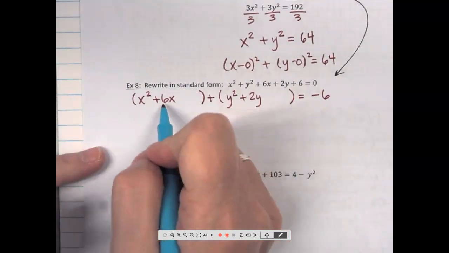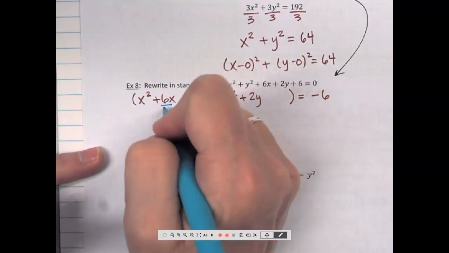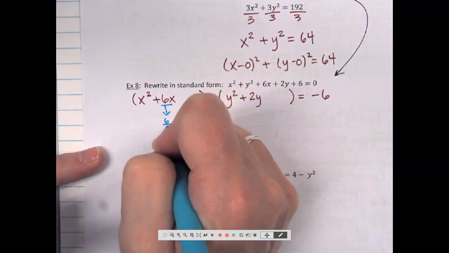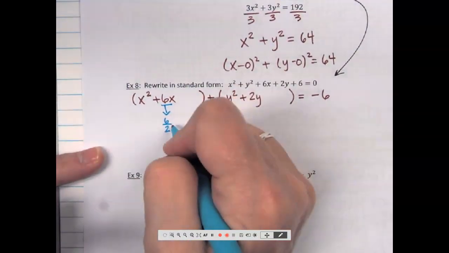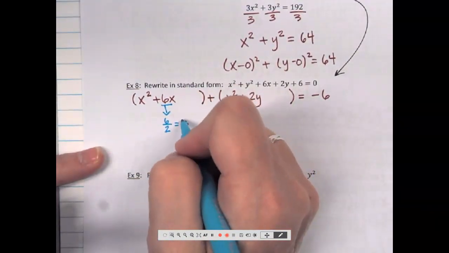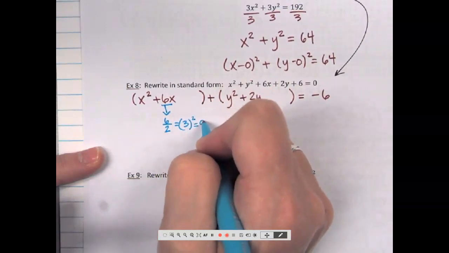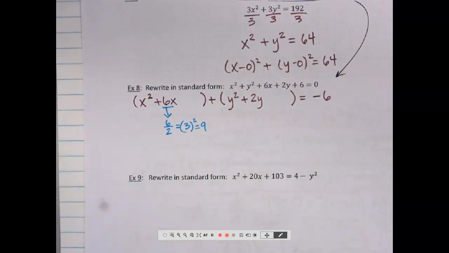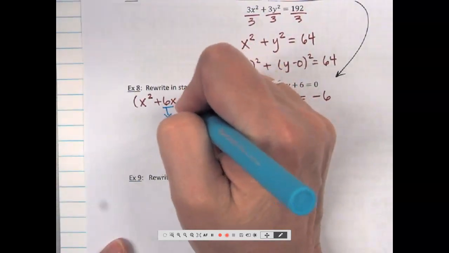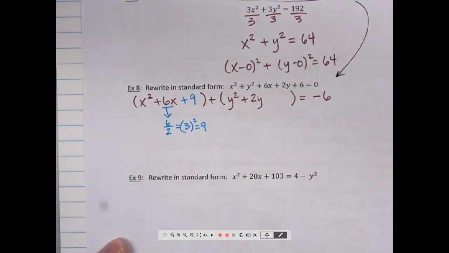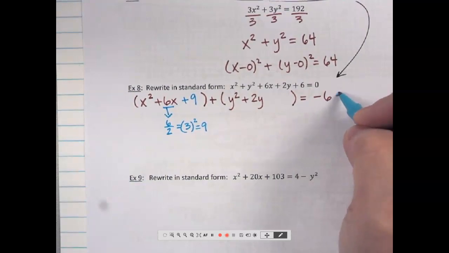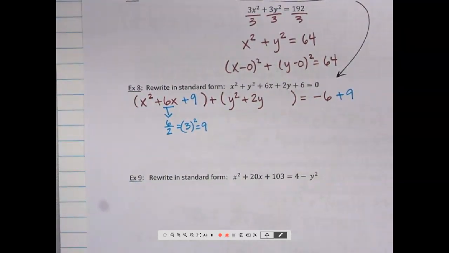Take this coefficient, 6, divide it by 2. That gives me 3. Square it. That gives me 9. I'm going to add 9 right there. Okay, but I can't just add something to the left side of an equation. I have to also add it to the right. Okay, there's a reason for all this that I'll explain in just a second.